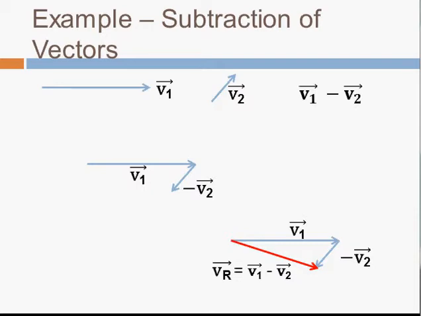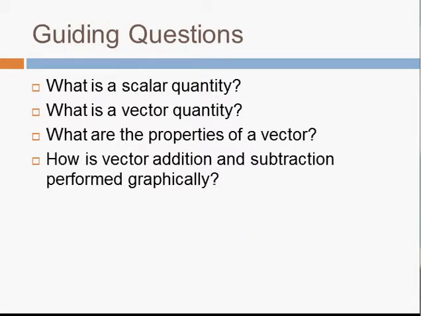So, let's go back to what we identified at the beginning of this video as what's important. What is a scalar quantity? It's just a measurement that just has a number. There's no direction, it's just a size, it's just a quantity of something. What's a vector quantity? A vector quantity is a number that has size, but it also has a direction with it. That's the key difference. Vectors have direction, scalars do not.